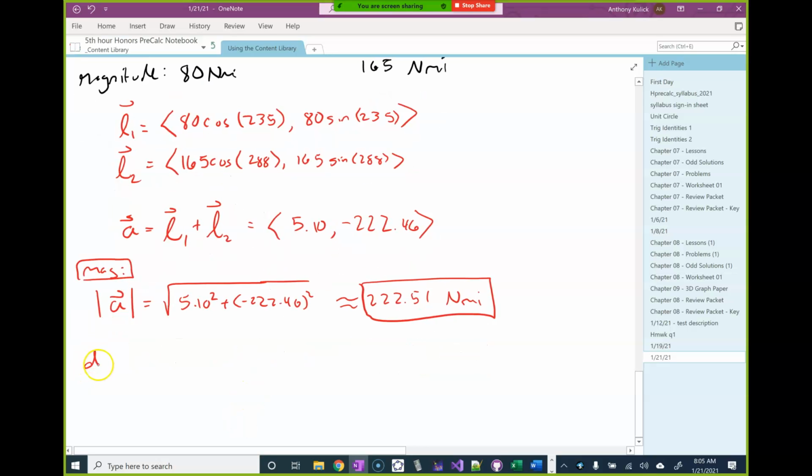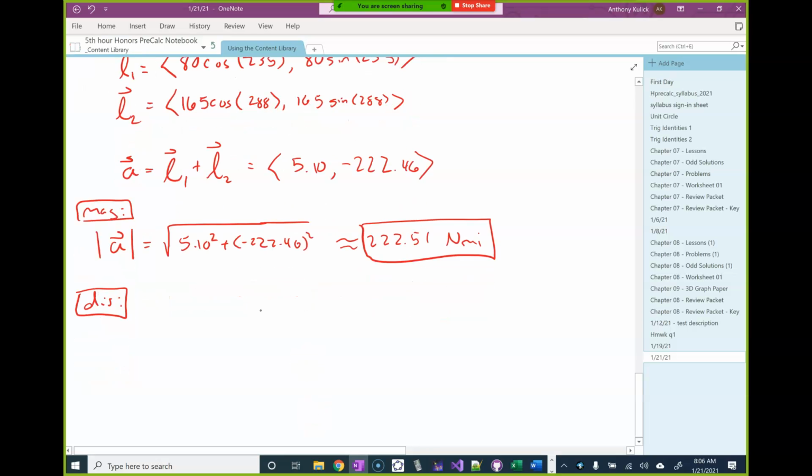And then to find the direction, again, I like to draw a picture to supplement this, because sometimes without a picture it's easy to make a mistake, like, do I need the complement or the supplement of this? Should I be adding 360 or subtracting it? So the easiest thing to do is to plot A. I'm going 5 over and negative 222 down. So that's A. The bearing for A, which is what it asked for, is this.